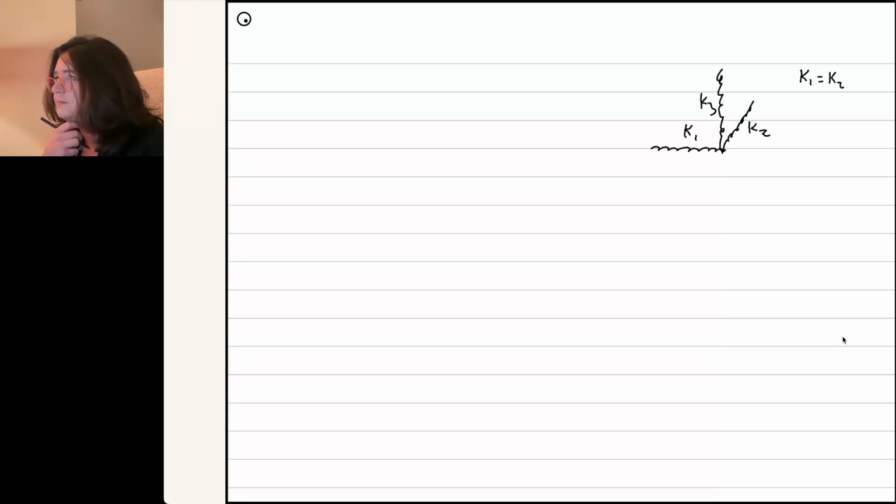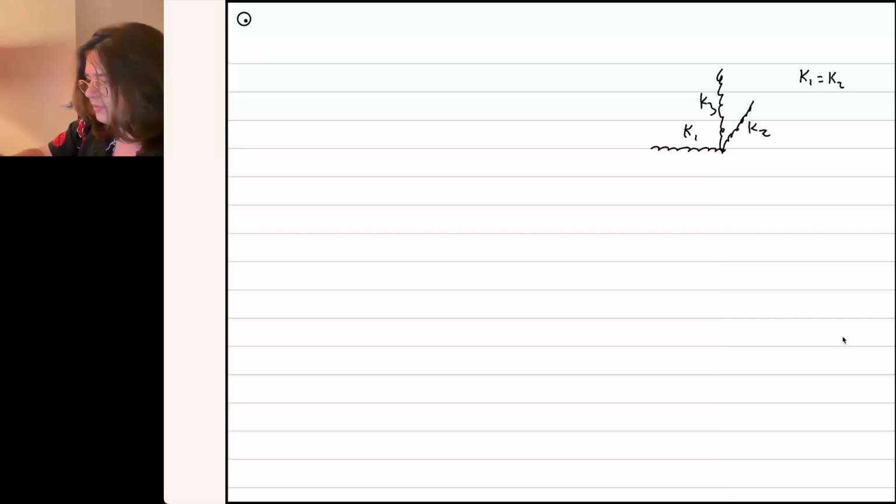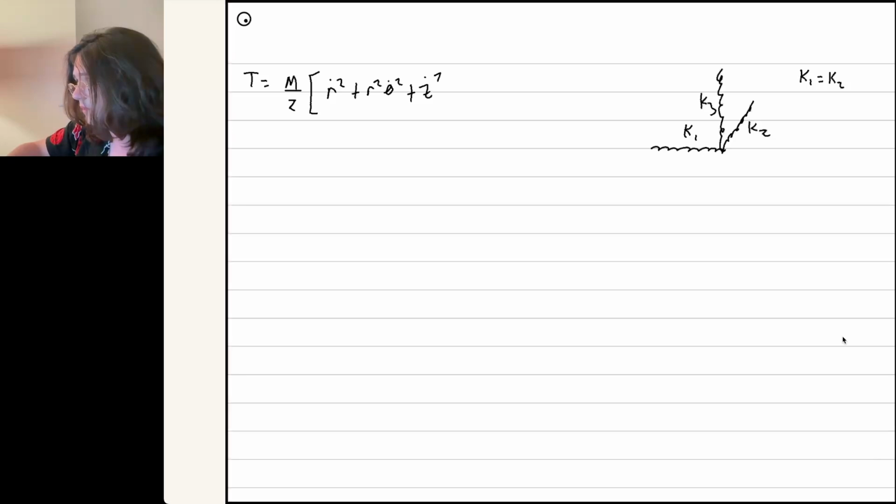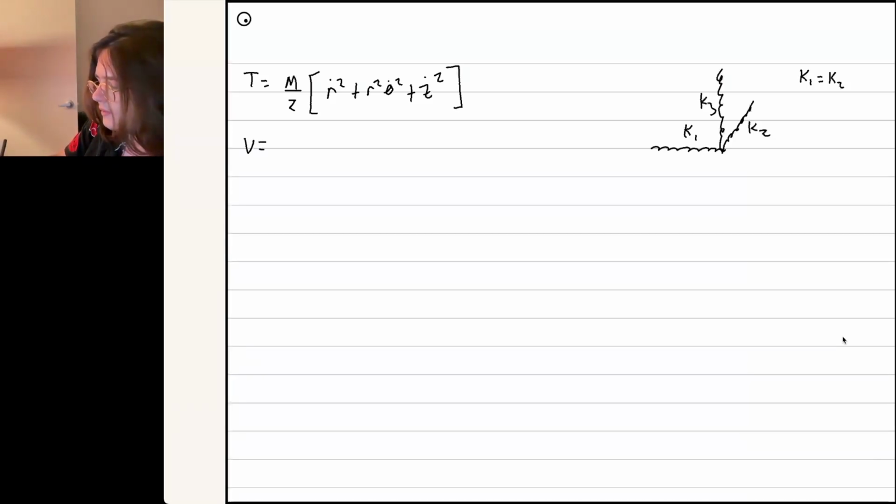And then it wants us to solve this in cylindrical coordinates to represent this. So I'm just going to get right into it. Kinetic energy in cylindrical coordinates is given by m over 2 times r dot squared plus r squared theta dot squared plus z dot squared. And the potential is just, again, three different Hooke's law potentials on top of each other.